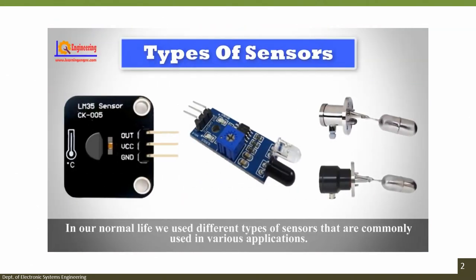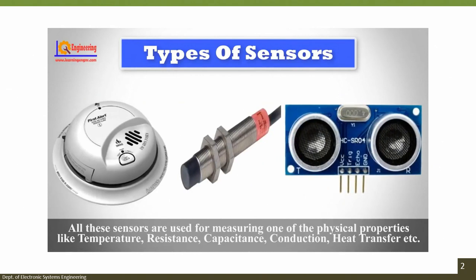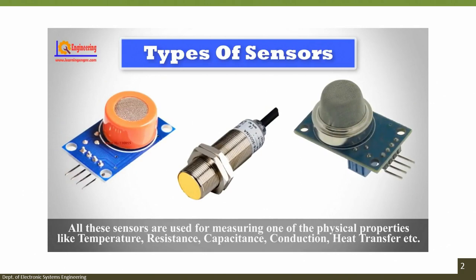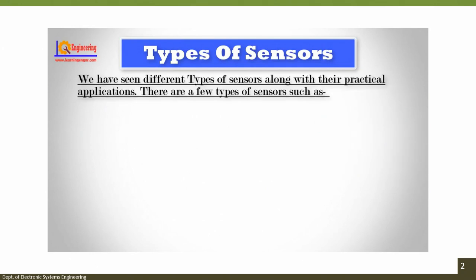In our normal life, we use different types of sensors that are commonly used in various applications. All these sensors are used for measuring one of the physical properties like temperature, resistance, capacitance, conduction, heat transfer, etc. In this video, we have seen different types of sensors along with their practical applications.